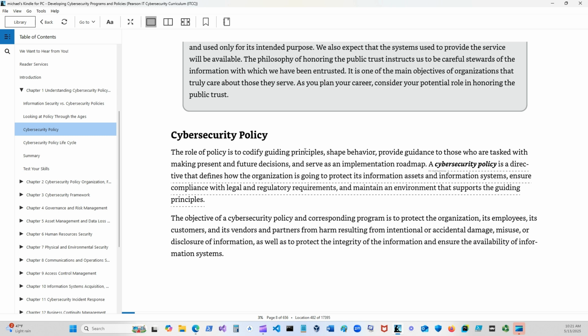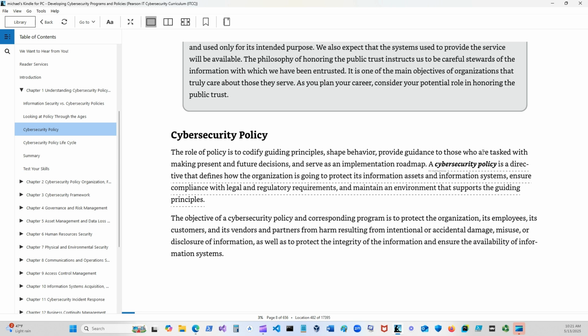So we want to codify guiding principles. We want to shape the behavior. So whatever principles we put into place, we want to make sure people are abiding by them, right? And then you have to go into how. What are you going to do if they break the policy? It's not set in stone, but you're going to make a policy, right? Because every situation is different.